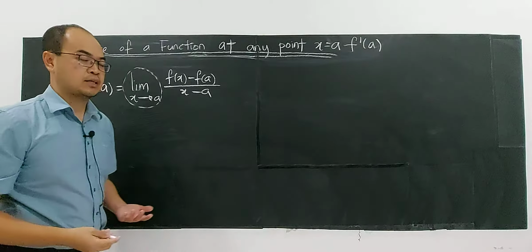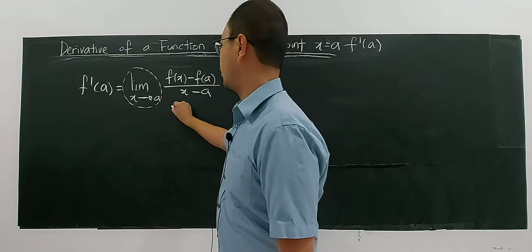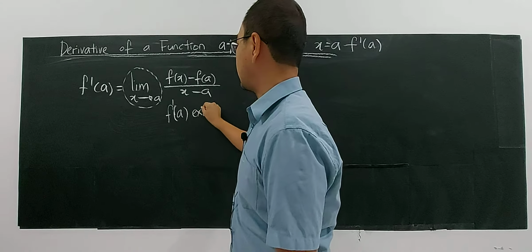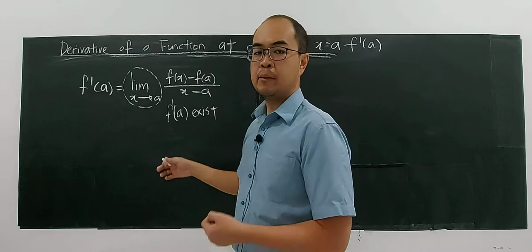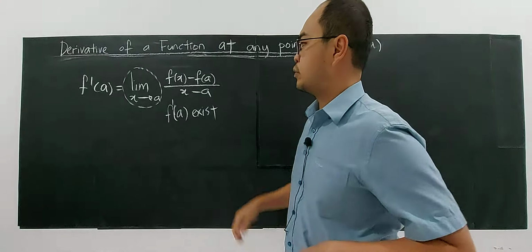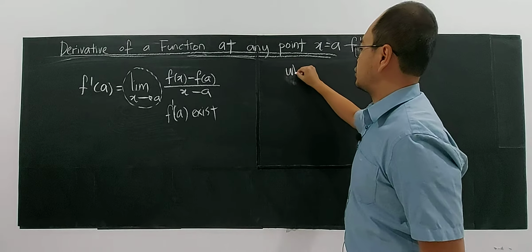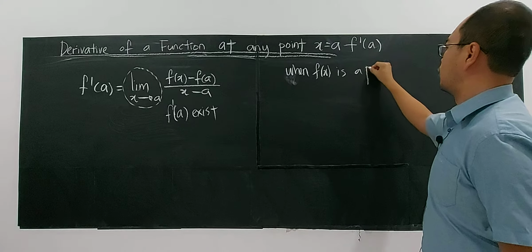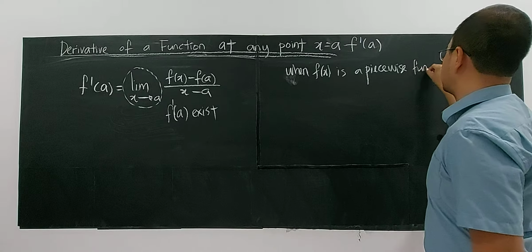Because this is a piecewise function, in order for the derivative f prime a to exist, we have to be careful, because with a piecewise function there is a possibility that f prime a does not exist. We need to consider this when f(x) is a piecewise function, such as a modulus function, because a modulus function can be rewritten as a piecewise function.